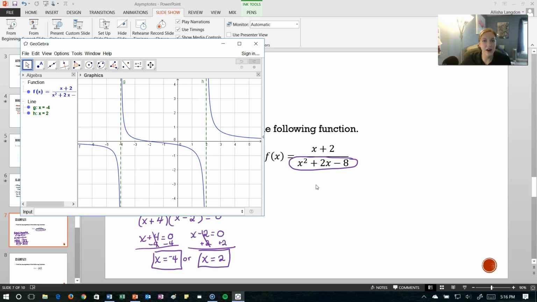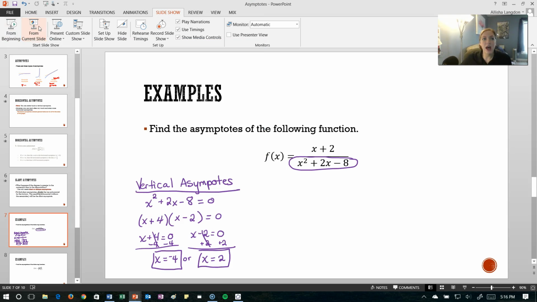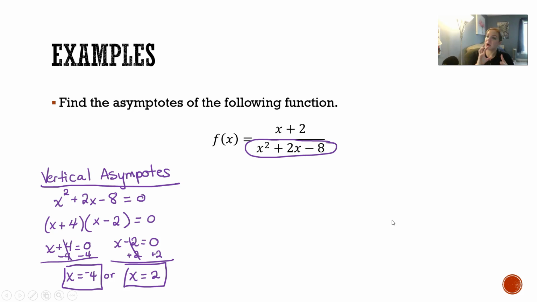So hopefully that's obvious. Now we want to decide, is there a horizontal asymptote or a slant asymptote? To do that, we need to look at our leading exponents.